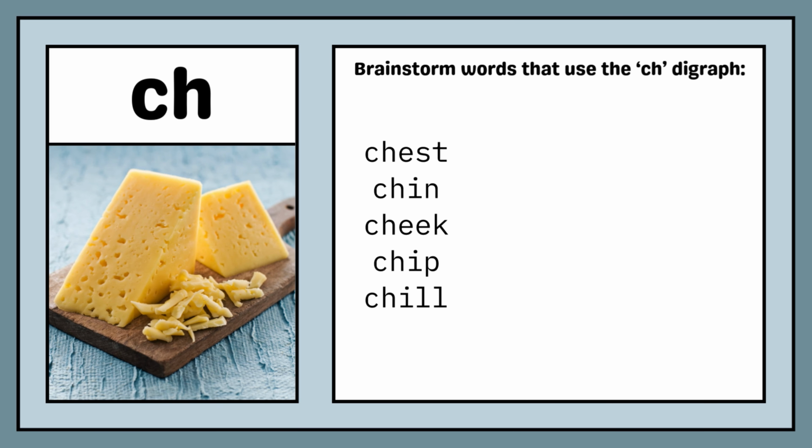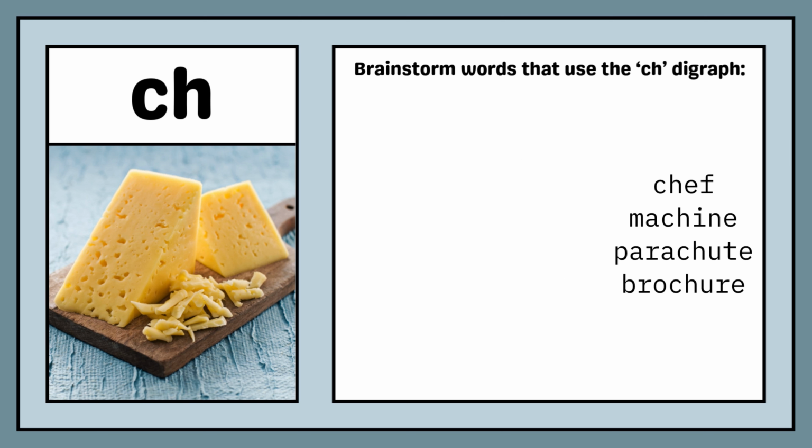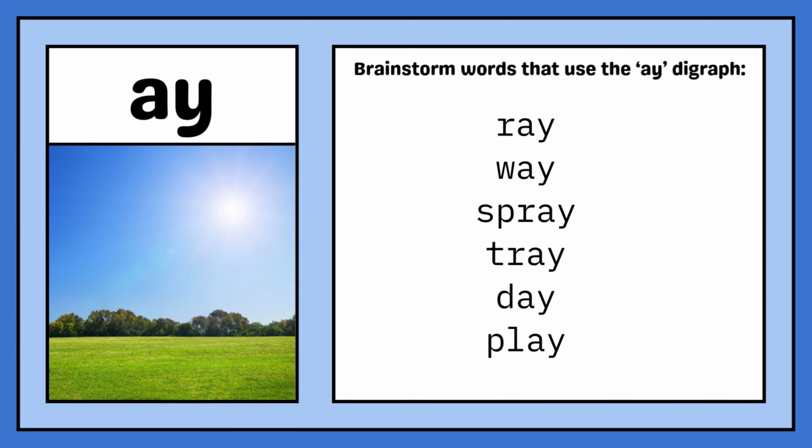CH makes three different sounds. Ch as in chest, chin, cheek, chip, chill. K as in chemist, school, Christmas, echo, chaos. Sh as in chef, machine, parachute, brochure. SH makes sh sound as in shut, ship, sheet, shell, shape.